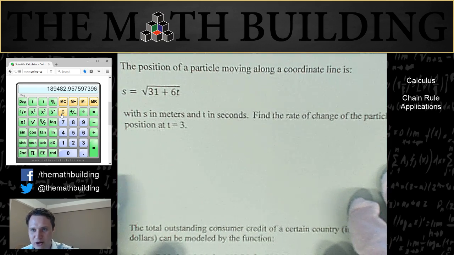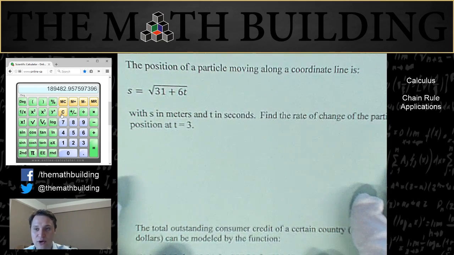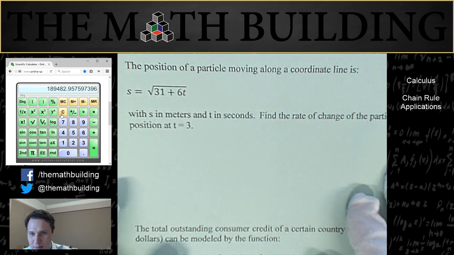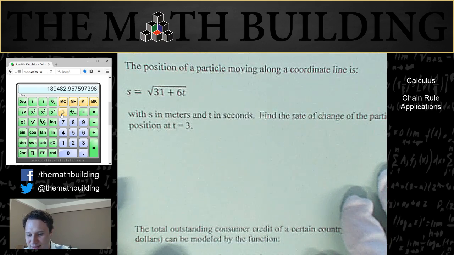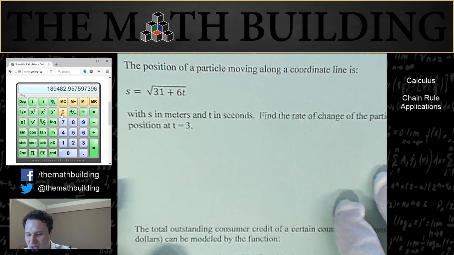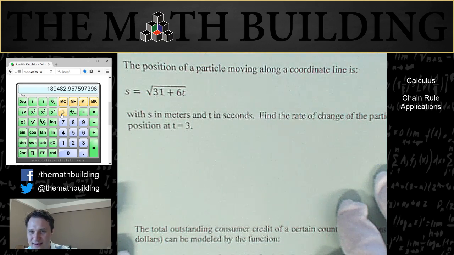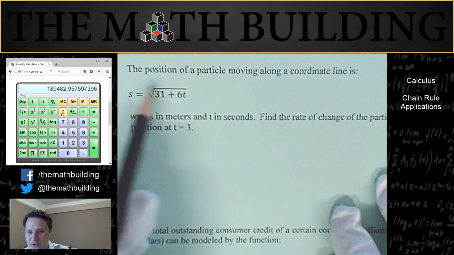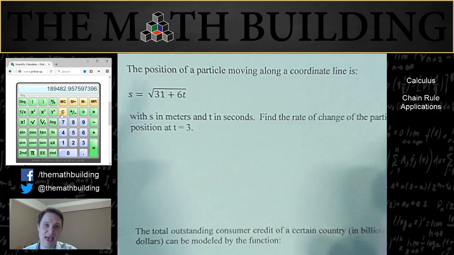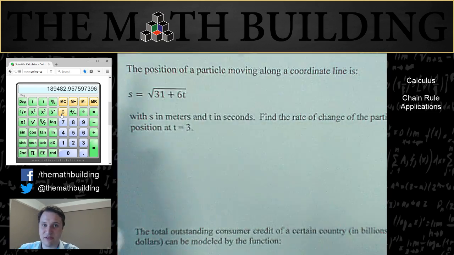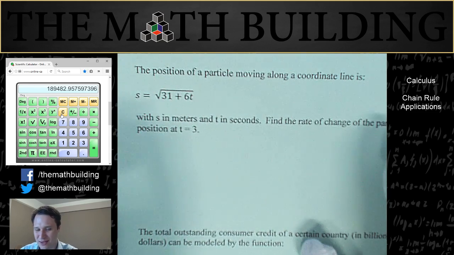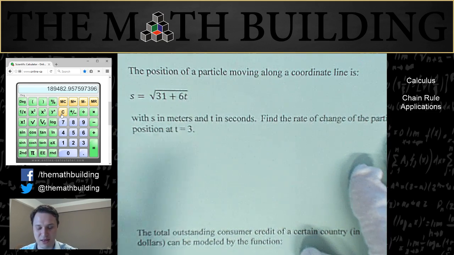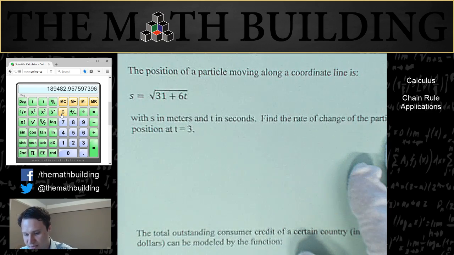The position of a particle moving along a coordinate line is s equals blah, blah, blah, where s is in meters and t is in seconds. Find the rate of change of the particle's position at t equals 3. So again, here's a function of position, and if we take the derivative of that, we get the velocity of the particle. Maybe it's in the Hadron Collider or something, and we're going to get the velocity of that particle at all times.